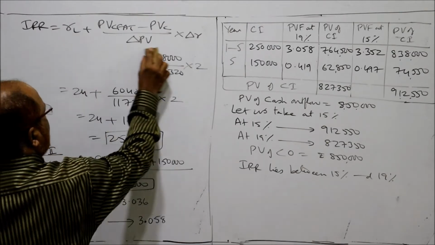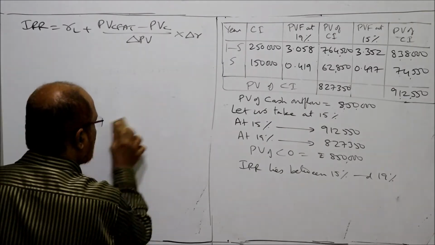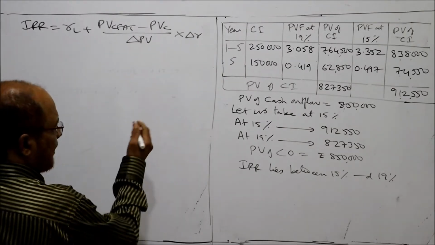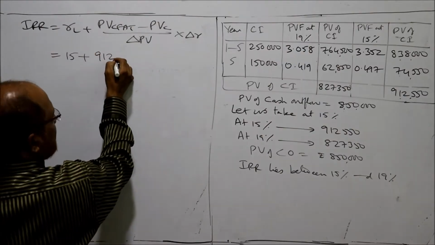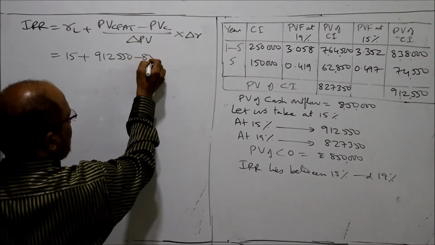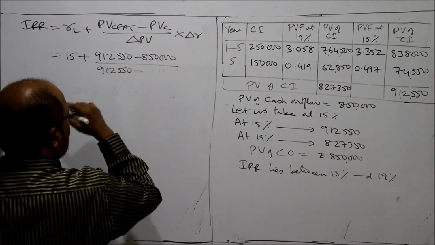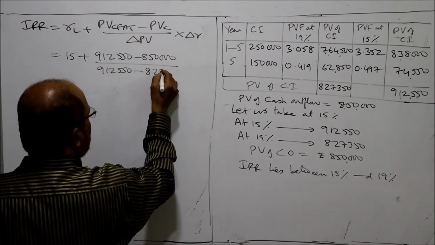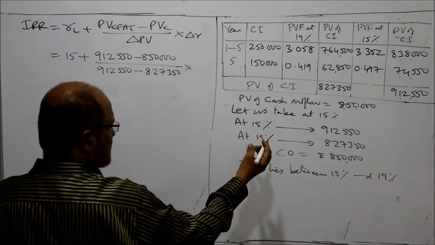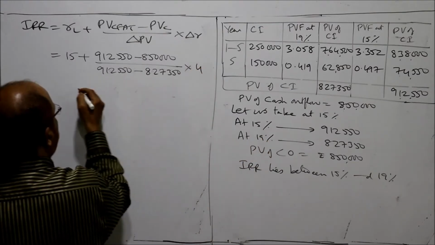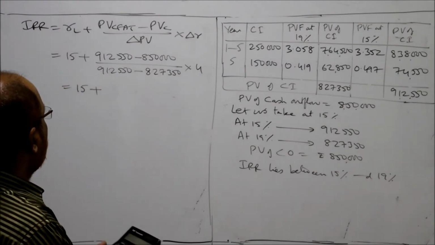तो अब IRR कैलकुलेट करने के लिए सेम फॉर्मूला we will apply. तो IRR, lower rate is 15% plus 9,12,550 minus 8,50,000 divided by 9,12,550 minus 8,27,350 into the difference, which is 16, 17, 18, 19, that is 4. 15 plus. Now we evaluate.